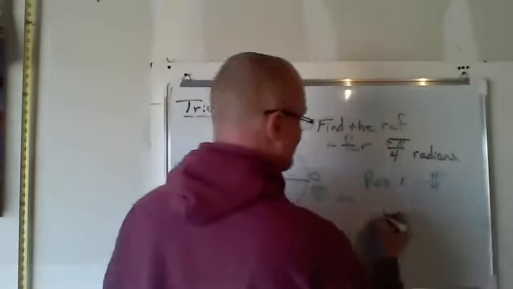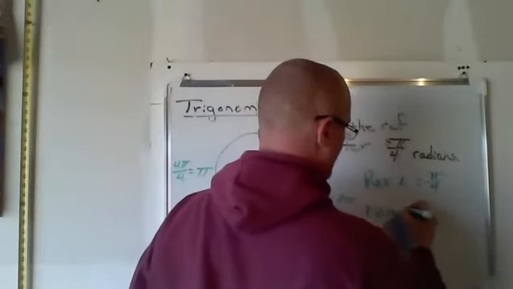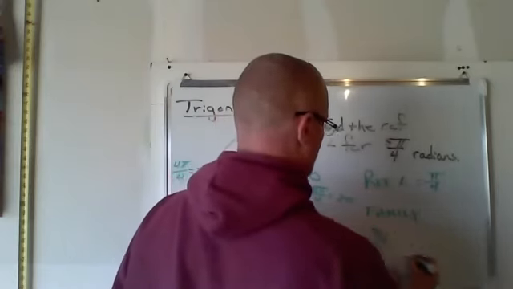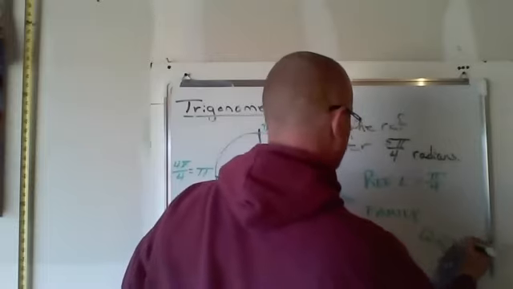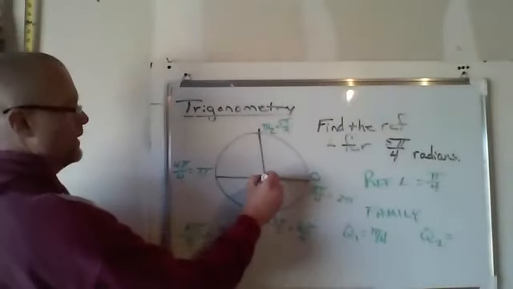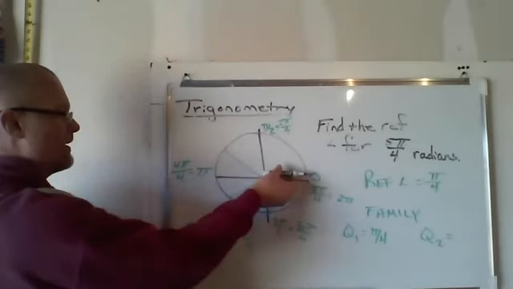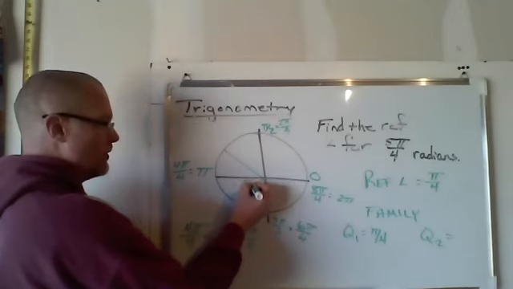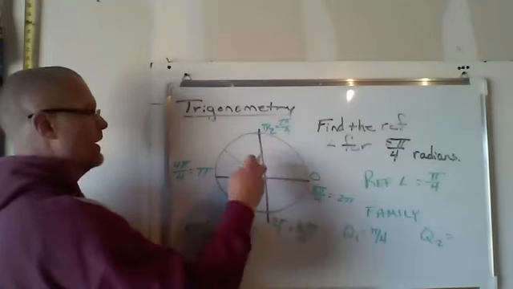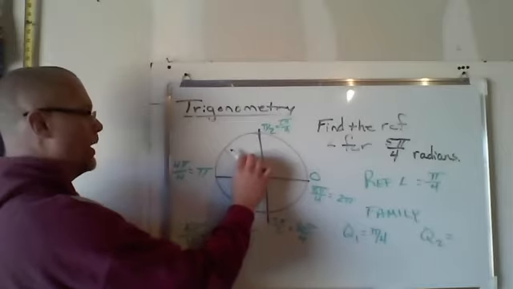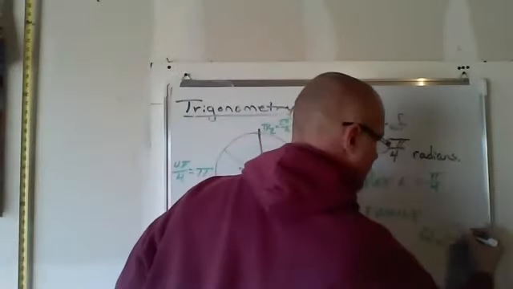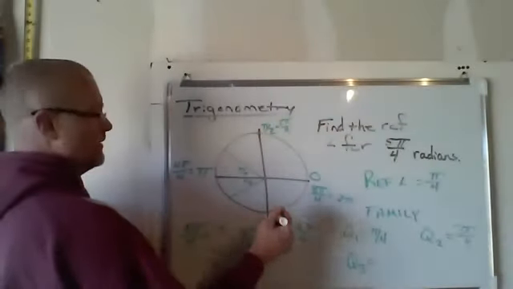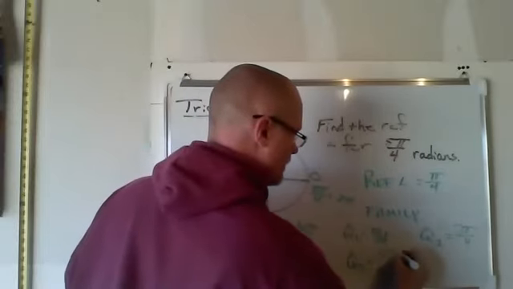So again, I wonder what the family is. Not asked in this quadrant, but let's just figure out the family. The quadrant 1 member was pi over 4. The quadrant 2 family member would live here, right? I'm not quite to 4 pi over 4. I know that the reference angle is pi over 4. So if I'm at 4 pi over 4 and I come back 1 pi over 4, I'm at 3 pi over 4. And then quadrant 3, we already knew, that was 5 pi over 4.